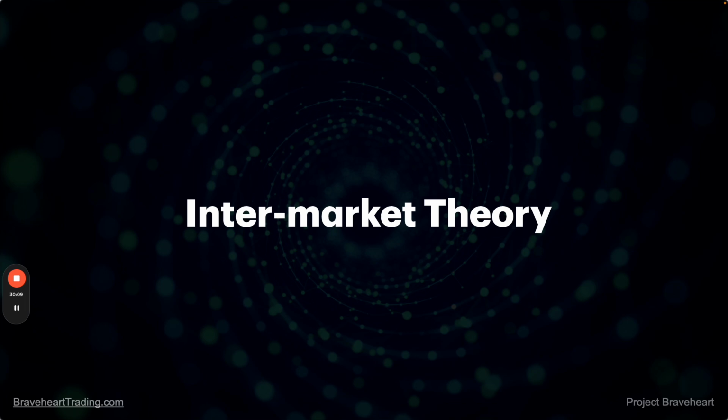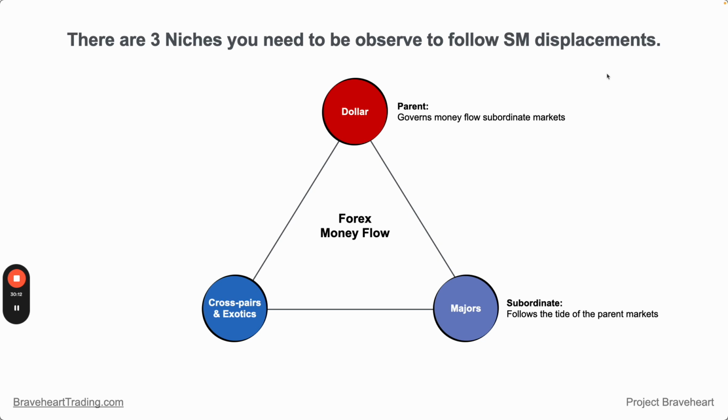So let's get into some intermarket theory. And lastly, there are 3 niches you need to observe to follow smart money displacements. Okay? You need to know, this is for the Forex niche, by the way. So for the Forex money flow, in the Forex ecosystem, there's the dollar, majors, and cross pairs and exotics. Okay? Dollar is the most important, so it's the parent. Why? It will govern money flow for the subordinate markets. So if dollar goes higher, this goes lower. If dollar goes lower, this goes higher. So dollar governs everything.